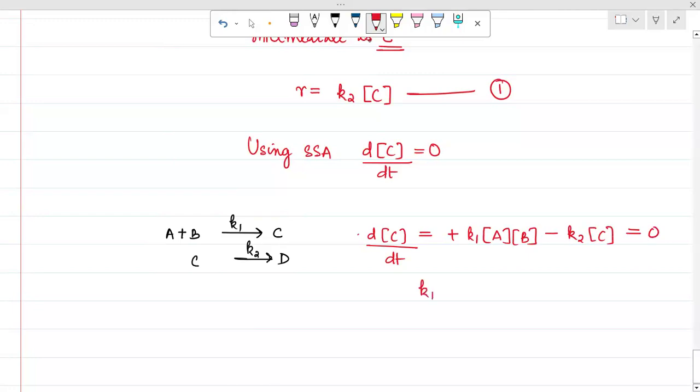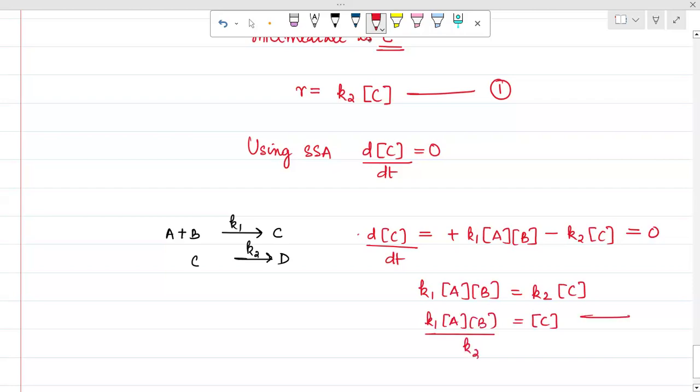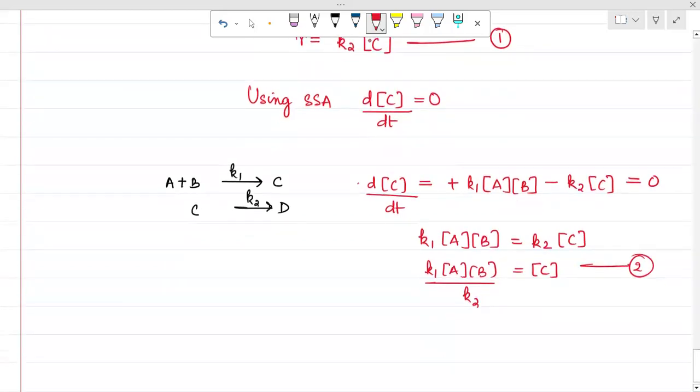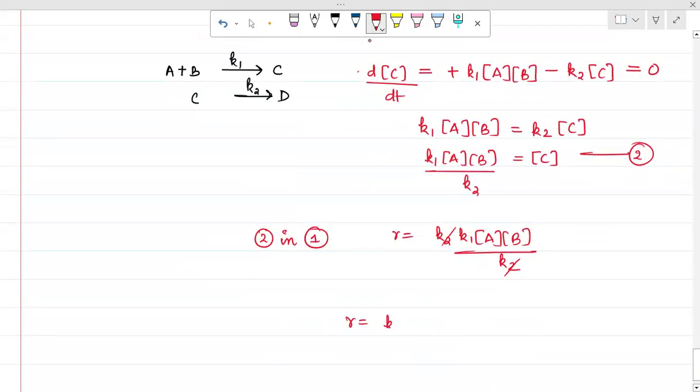So when you rearrange, K1 concentration of A into concentration of B is equal to K2 into concentration of C. And concentration of C is equal to K1 A into B by K2. This is equation number 2. We have found the expression for the intermediate. Put it over here, so put 2 in 1. What do you get? R is equal to K2 into K1 concentration of A into B divided by K2. K2 is cancelled. So the overall expression is K1, concentration of A into concentration of B.